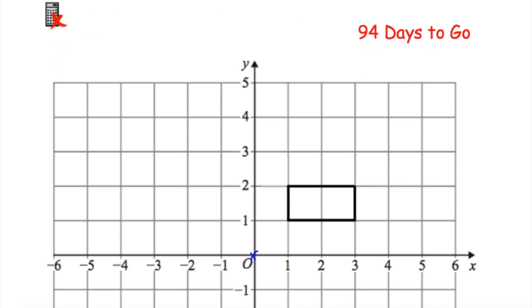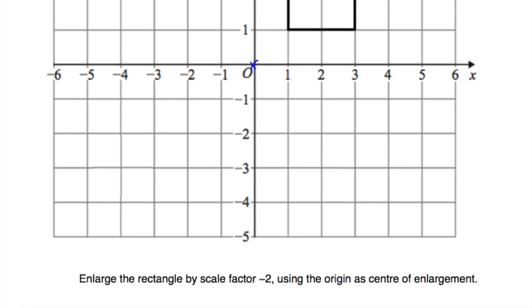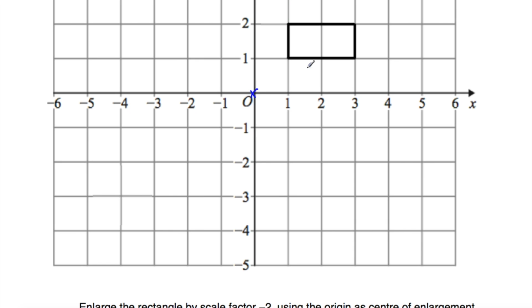Okay, so question number 23, it's on enlargements and using negative scale factors. We've been asked to use the origin as a centre of enlargement, so I've done that, and the scale factor is -2. So let's look at each of the points, and let's go twice as far away, but in the opposite direction. So this point here is 1 to the right and 1 up. So we're going to go 2 to the left and 2 down. So it's going to move to there.